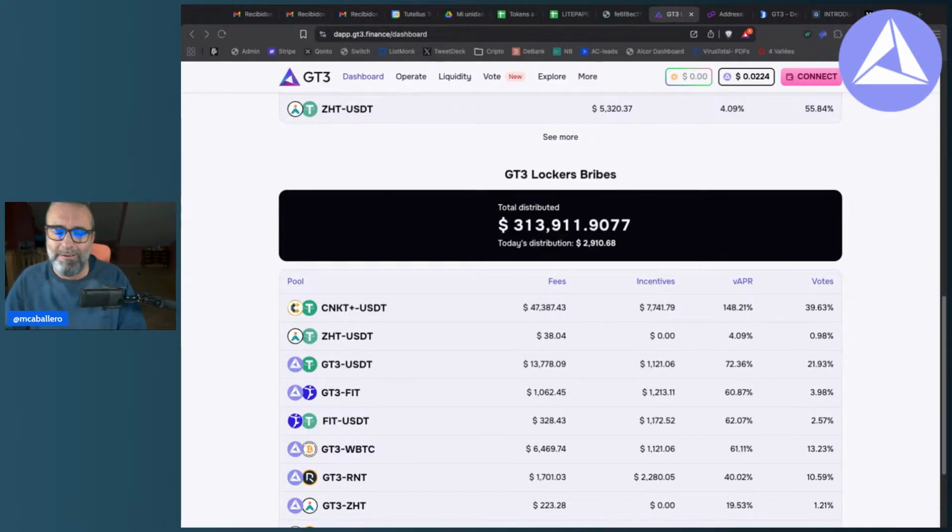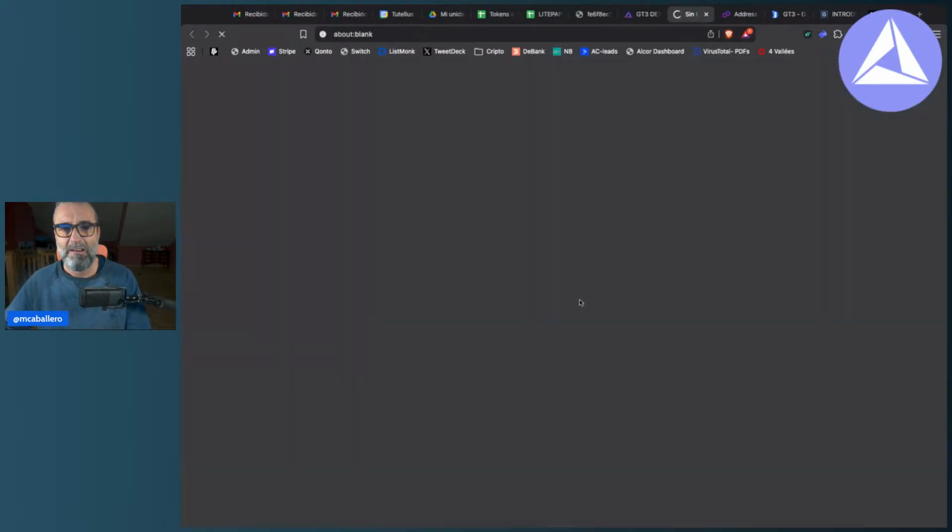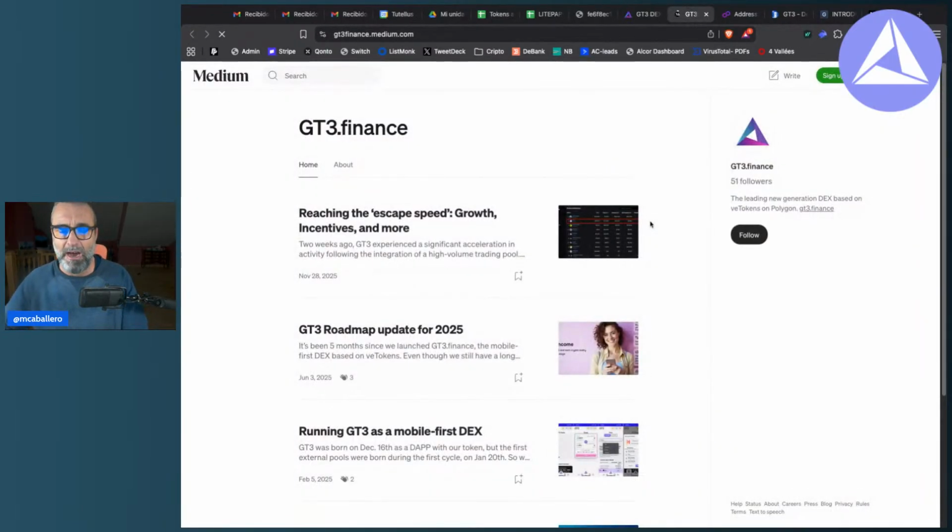Good question, Paul. Thank you. I invite you guys to go to the footer of GT3. In the footer, we have the Medium, the third icon here. And in the Medium, you can see all the publications we make from a strategy perspective.